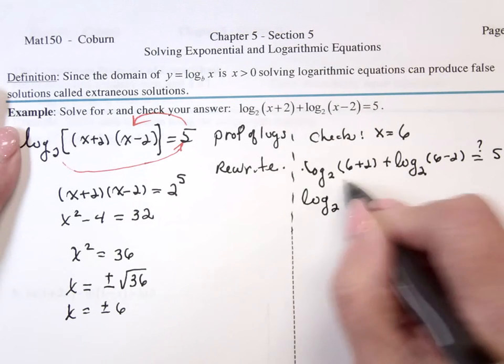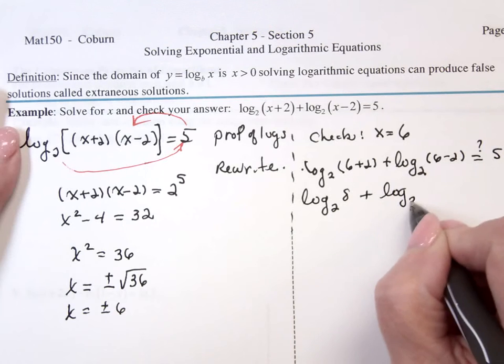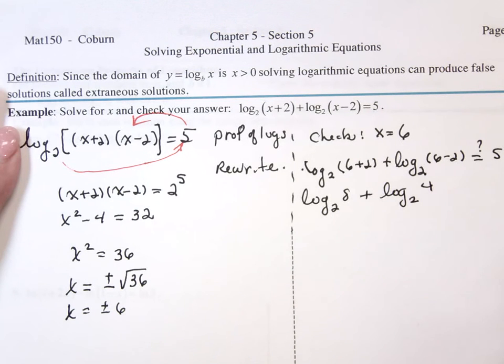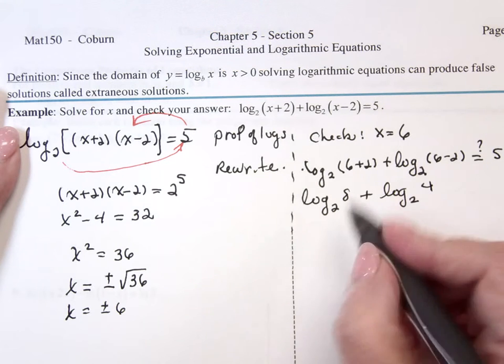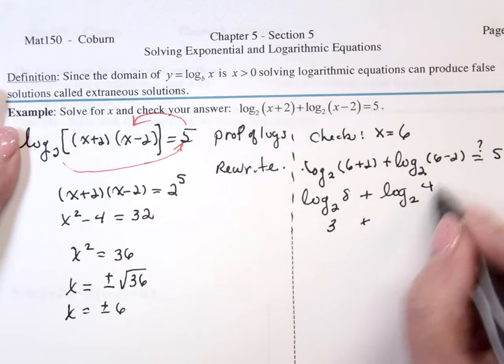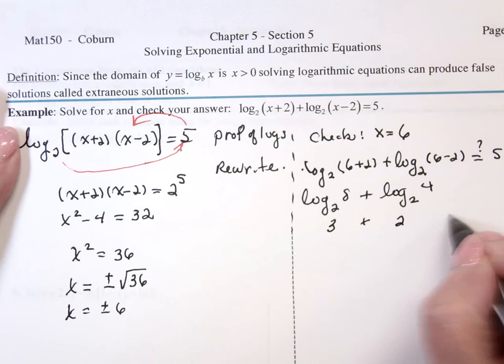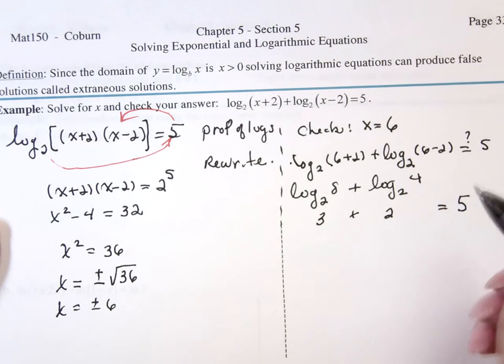Log base 2 of 8 plus log base 2 of 4. It happens to be that log base 2 of 8 is 3, and log base 2 of 4 is 2, and 3 plus 2 is 5. And you can check that if you like. So x equals 6 is an answer. It checks.